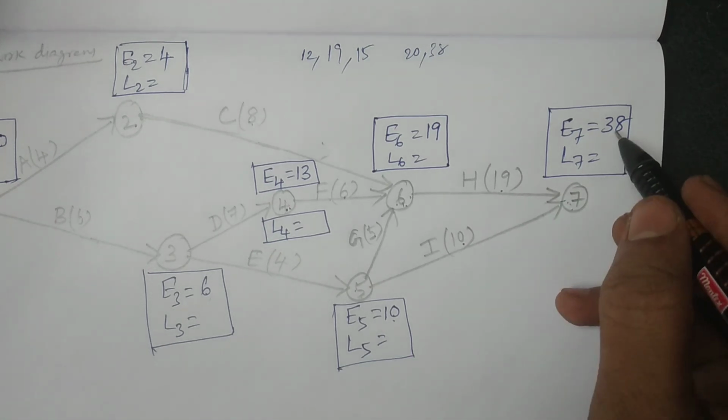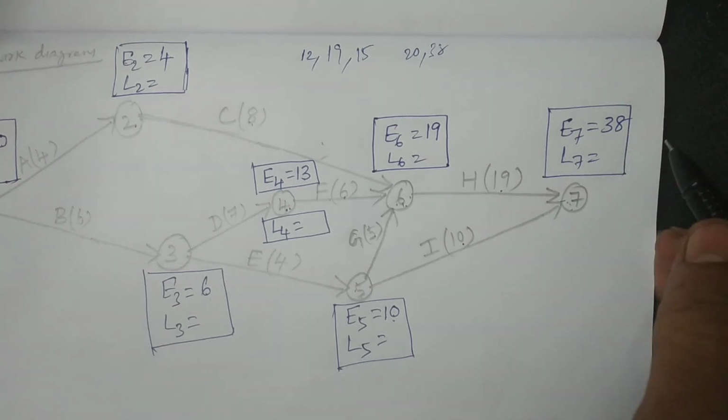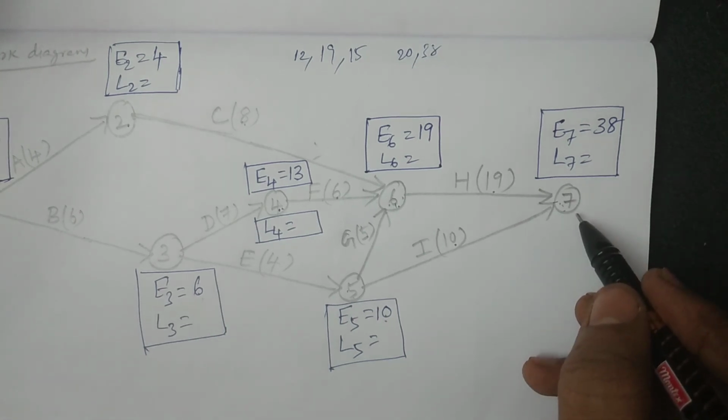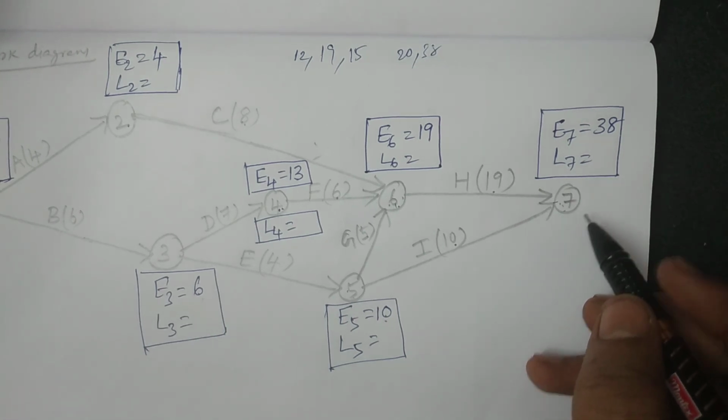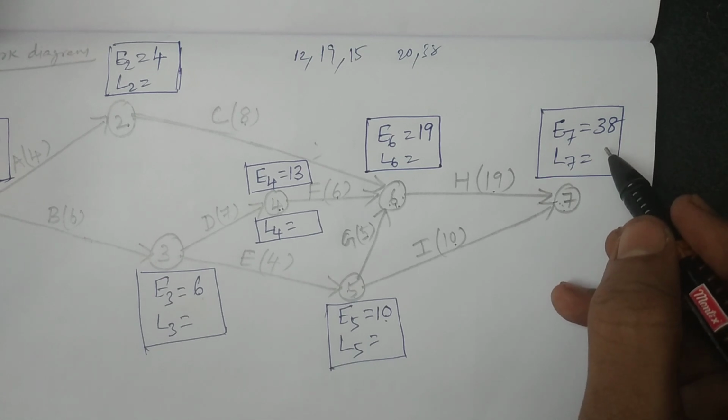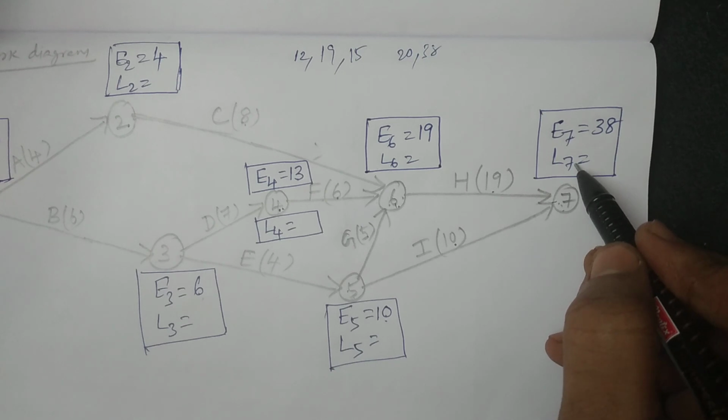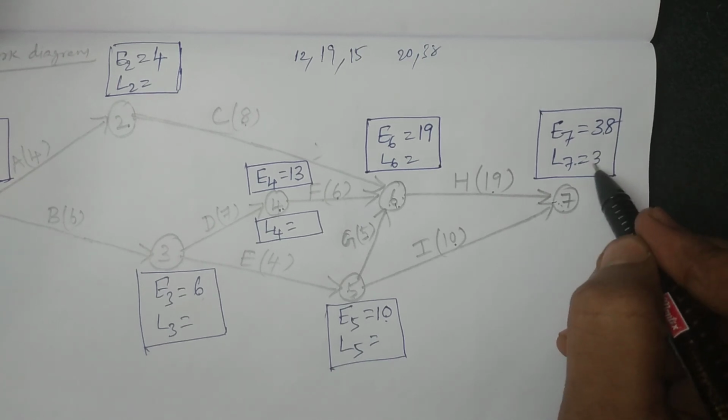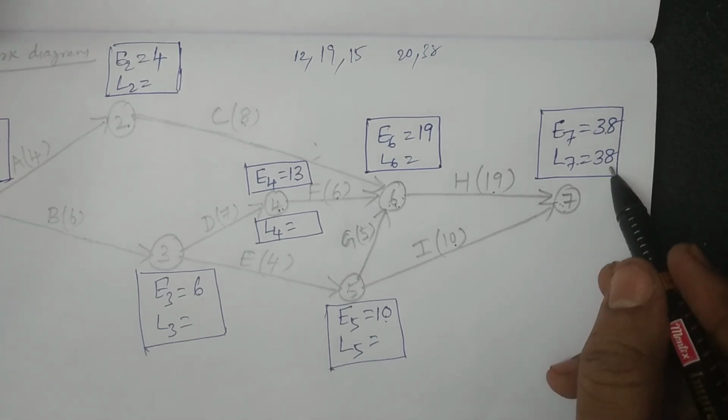Now we have to start from the end node, the seventh node or seventh event. Now you have to come back. For the last node, you have to consider E7 is equal to L7, E is equal to L. So 38. We have considered L7 is equal to 38.